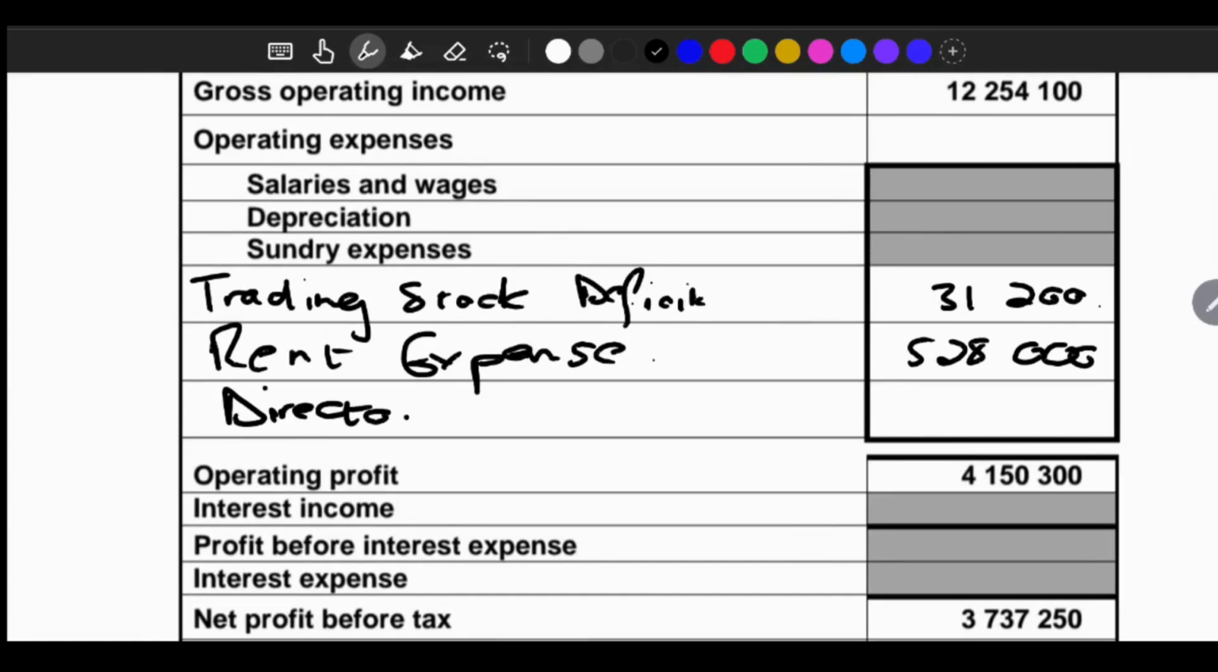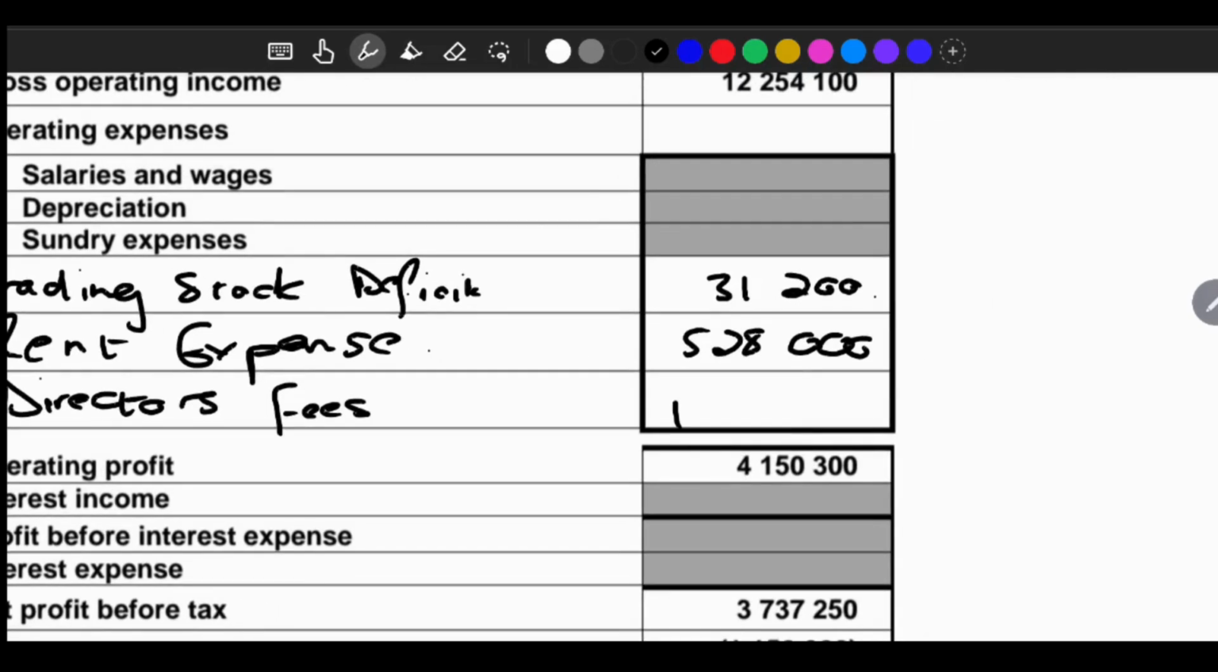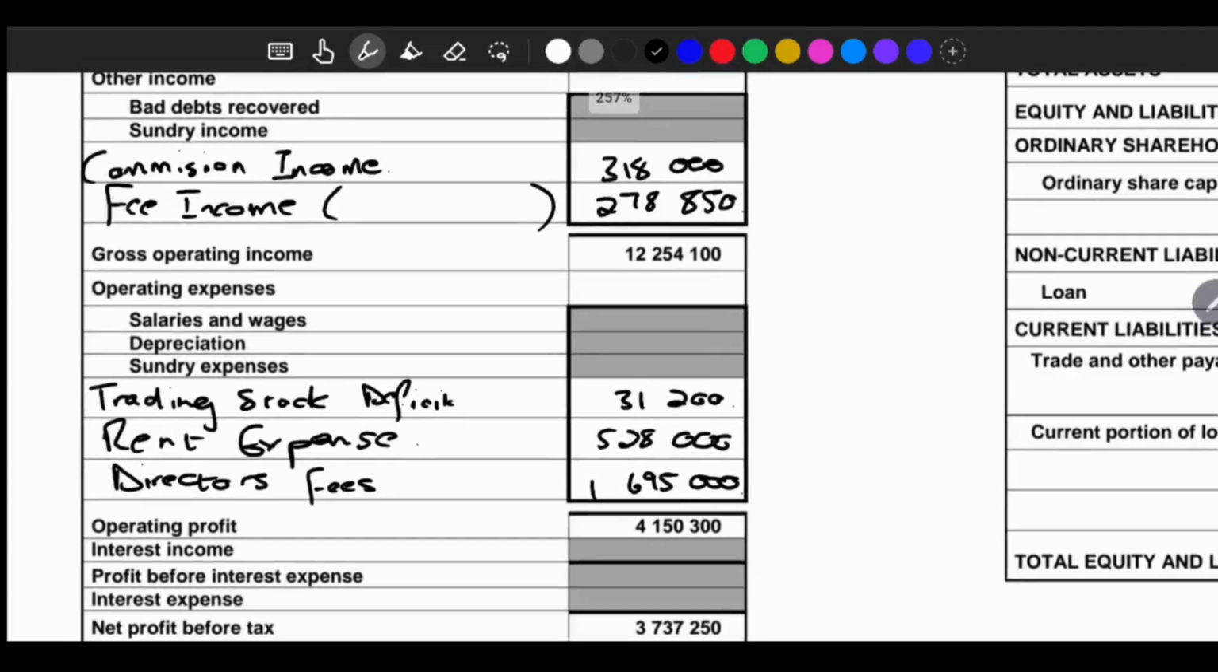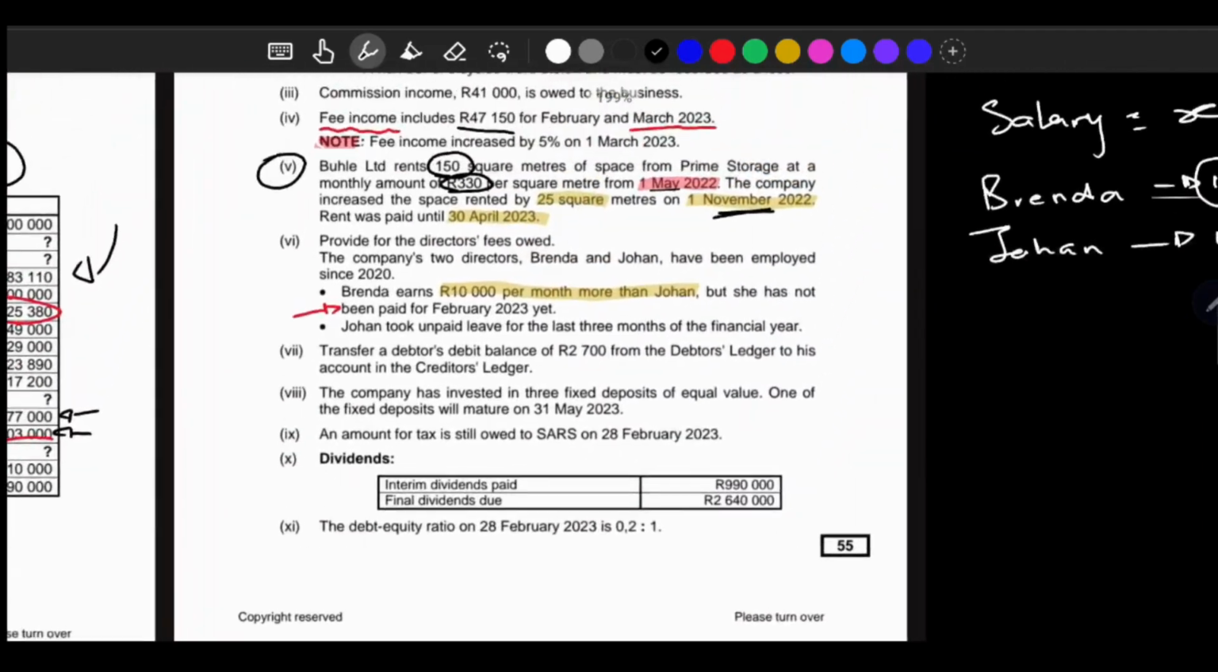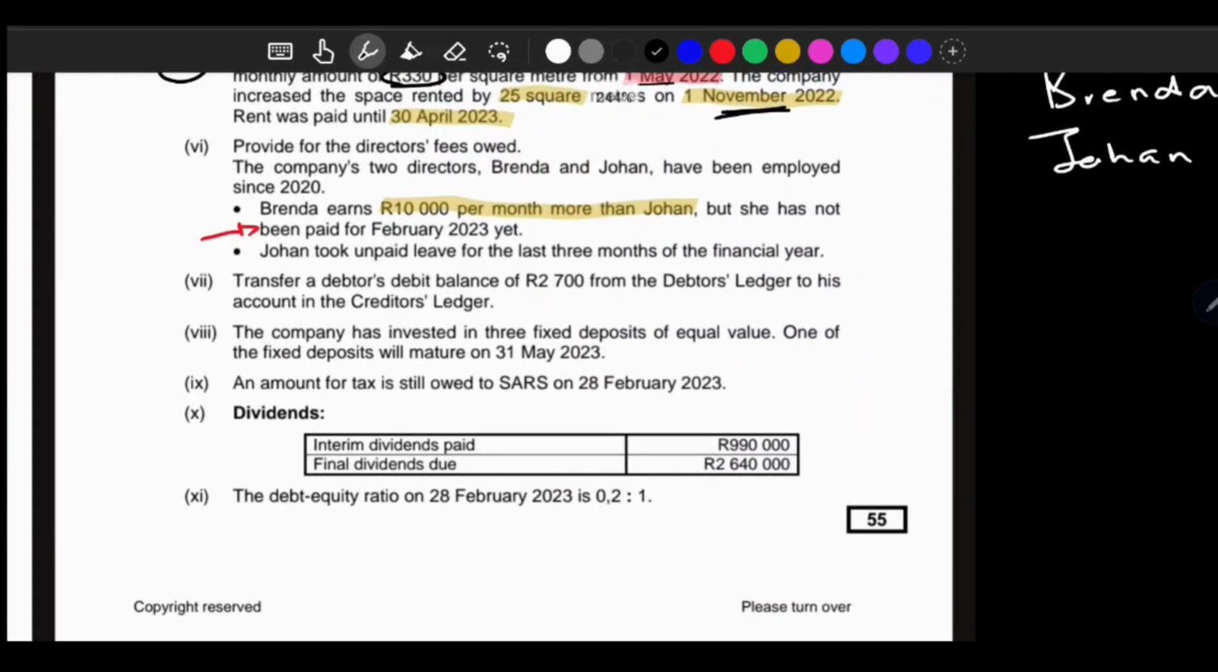And we then go to our expenses for director's fees. Director's fees of 1,695,000. Right, and then we continue now. So transfer debtors debit balance from 2,700 from debtors journal to his account in the creditors ledger. This is balance sheet, right?